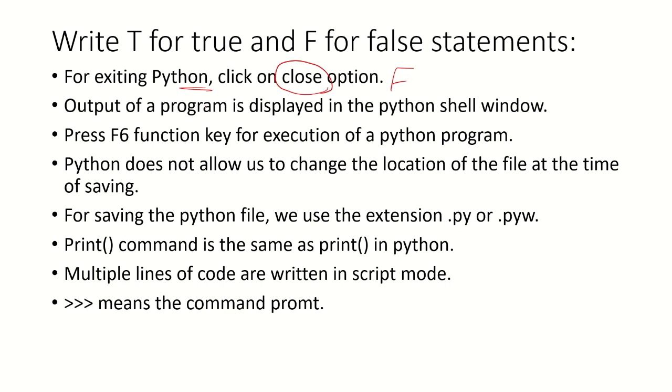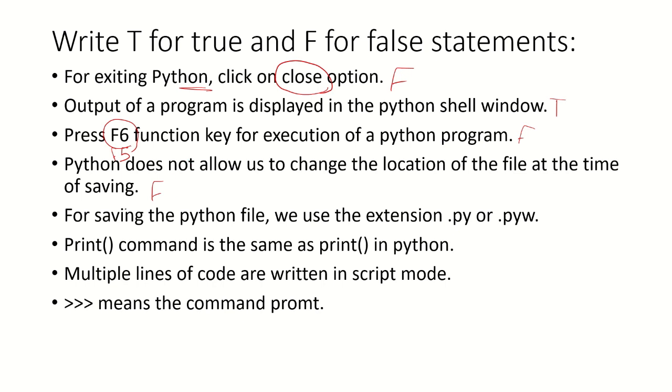Second, output of a program is displayed in the Python shell window. That is true. Press F6 function key for execution of a program. What is the shortcut key? Which function key will we use? F5. So that one is false. Now next, Python does not allow us to change the location of the file at the time of saving. That is also false, because you can save it in any location.